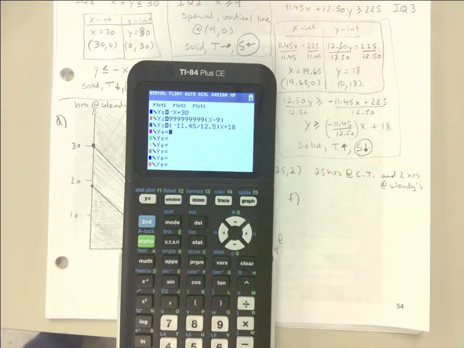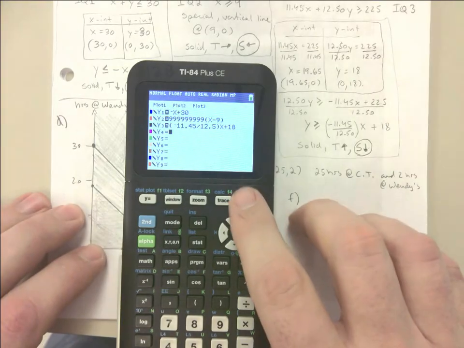Oh, it's over here. Move. Move. Move. Anyways. Graph.